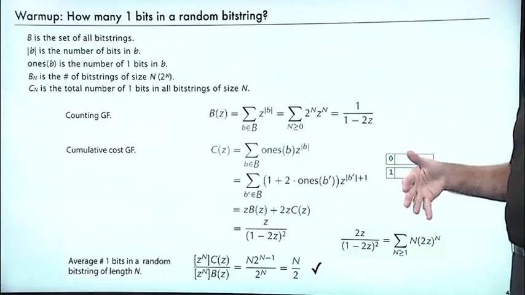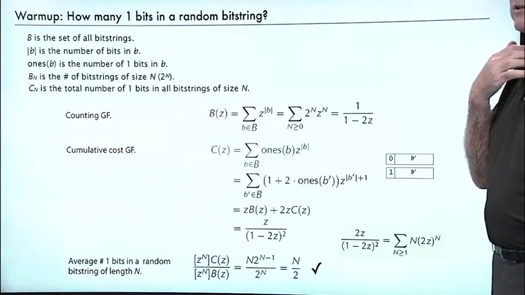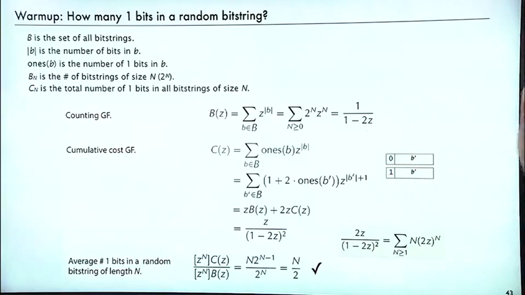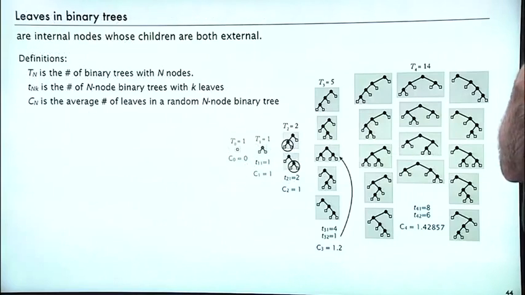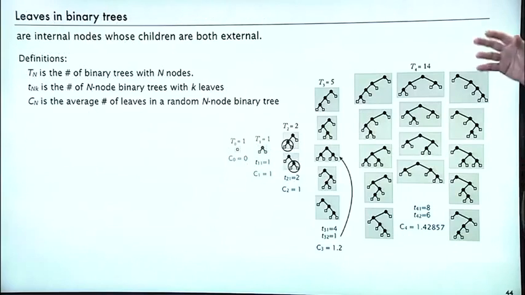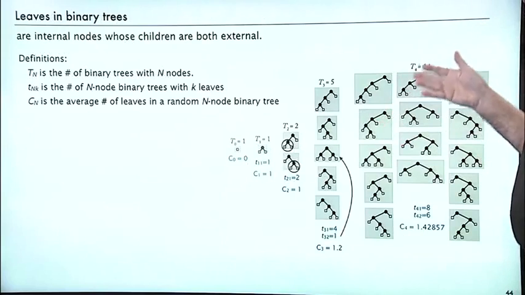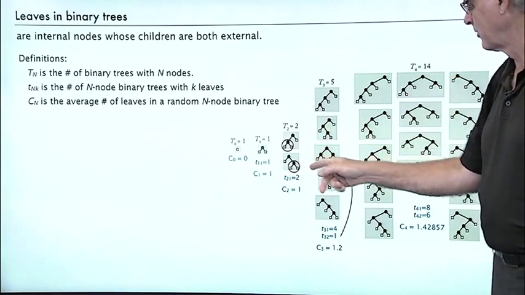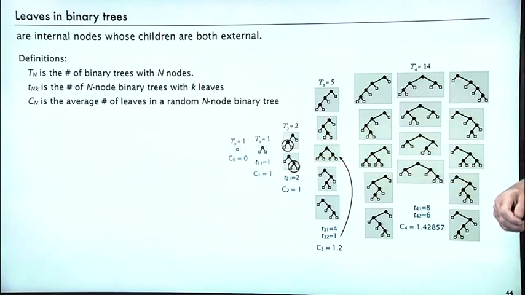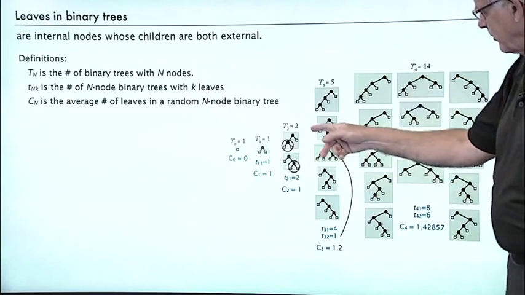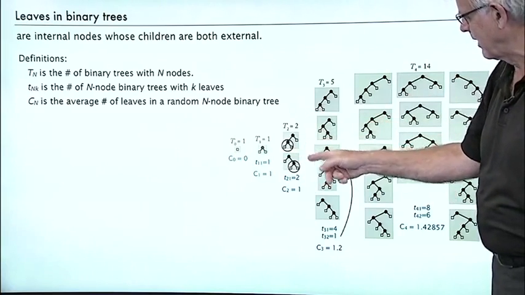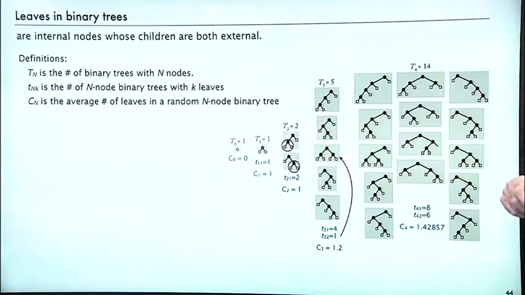Now let's do a problem that you might have a lot of difficulty solving some other way, and that's leaves in binary trees. So again, a leaf in a binary tree is an internal node whose children are both external. So for example, in the trees of size 2, each one of them has one leaf.